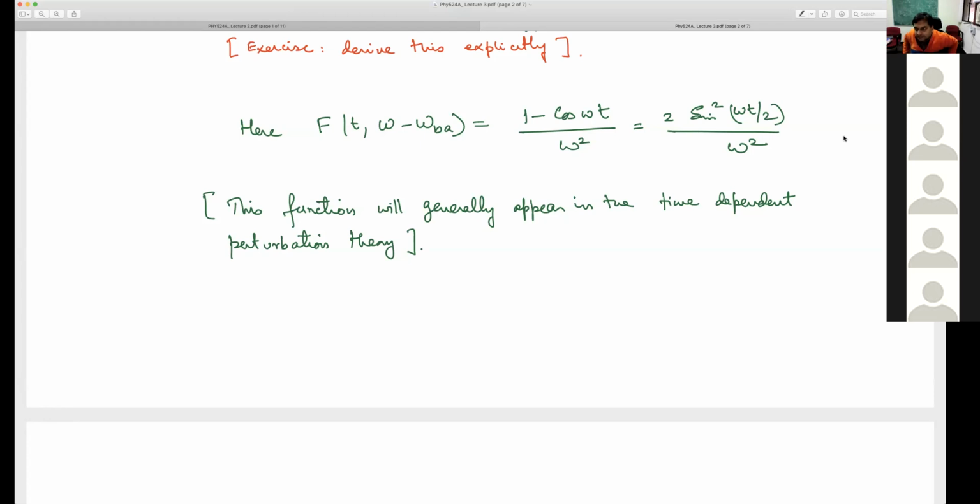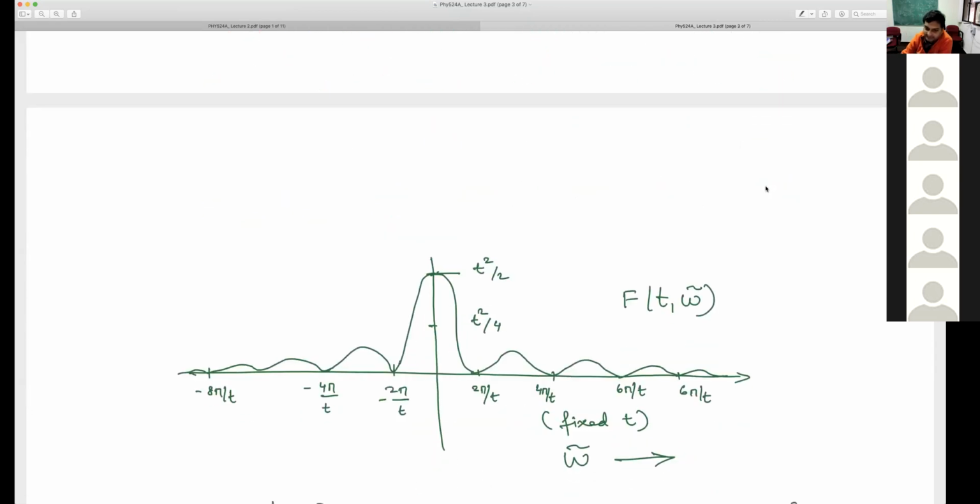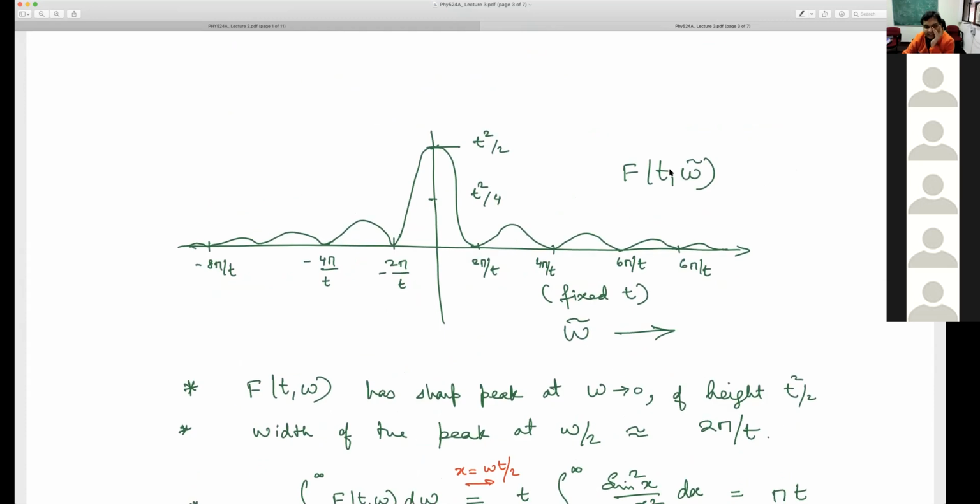As omega goes to infinity, it goes to 0. And what will happen in between? It will oscillate with decreasing amplitude as a function of omega. And that is precisely what I have plotted here.